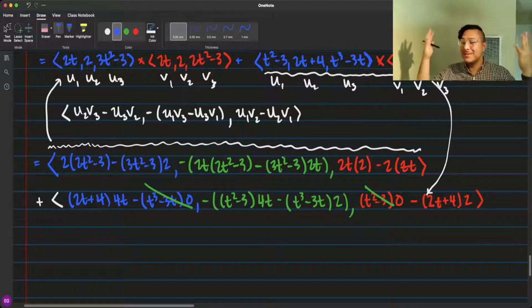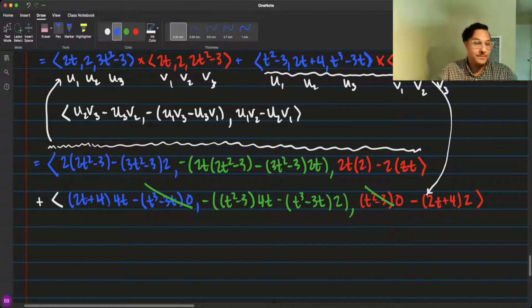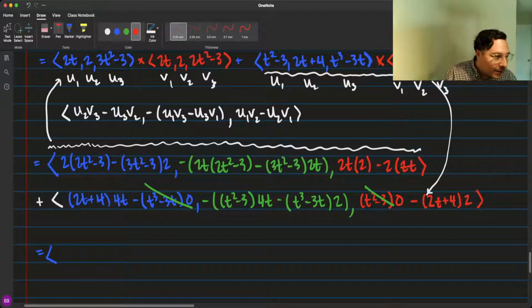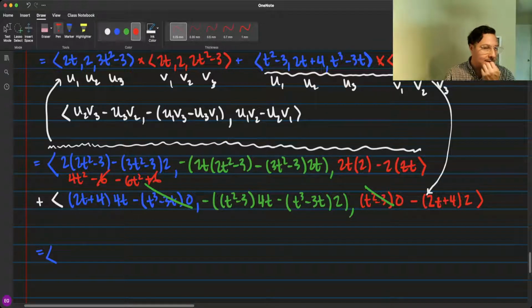Yeah, and if you mess up on something small, it falls apart. Okay, so let's calculate that first cross product. Let's multiply everything out and simplify. If you multiply this out, you get 4t squared minus 6 minus 6t squared plus 6. The minus and plus 6 will cancel, and you'll get 4t squared minus 6t squared, which will be minus 2t squared.